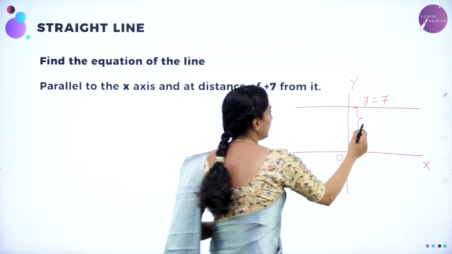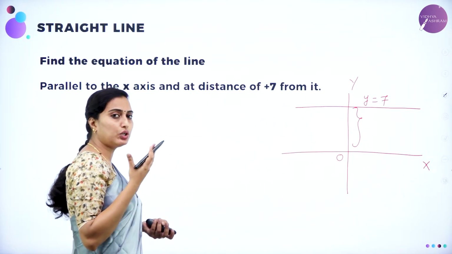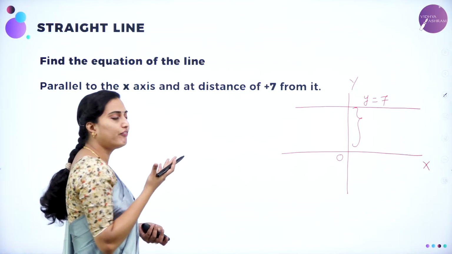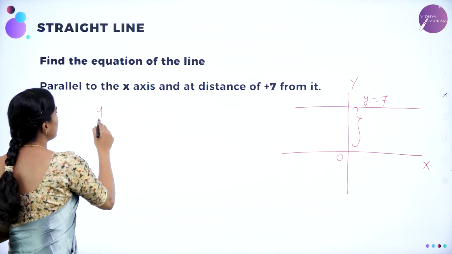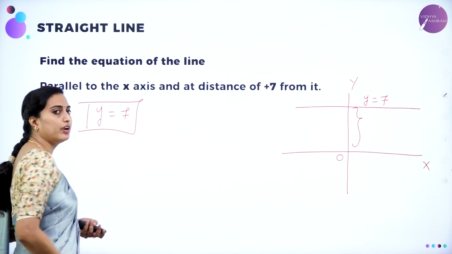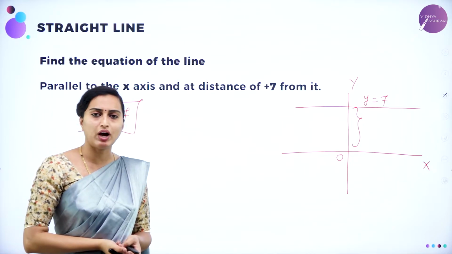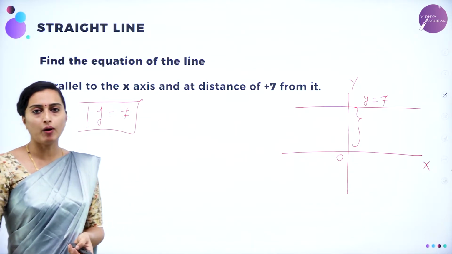So here you are taking y is equal to h, isn't it? So y is equal to h means substituting the value of y. That is the equation. y is equal to 7 is the equation. Understood? Any doubt do you have in this? Okay, dears. We'll move on to the next problem.